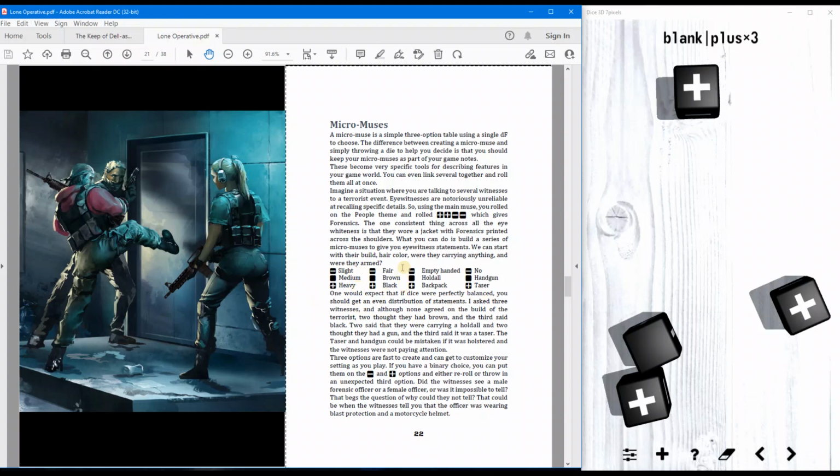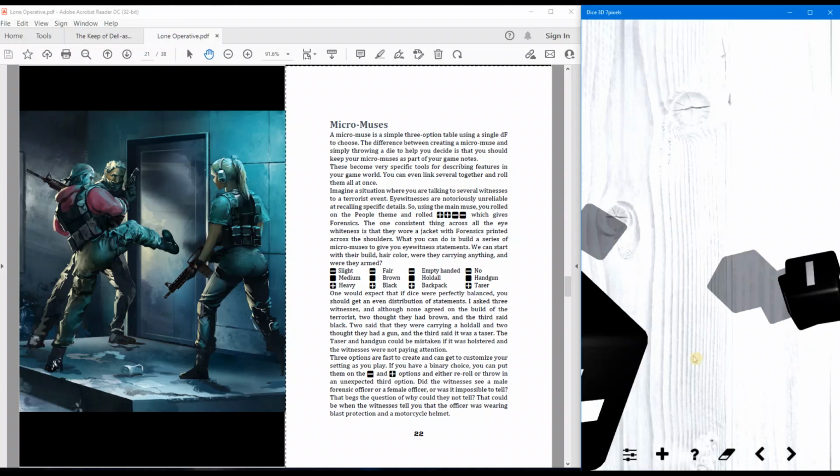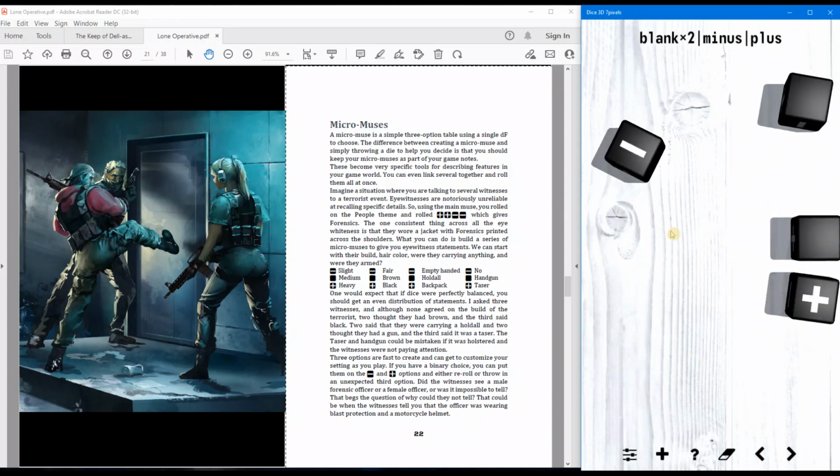One for the person's build: slight, medium, heavy. The hair coloring: fair, brown, black. Were they empty-handed, carrying a holdall, carrying a backpack? And were they armed? No, they weren't. Handgun, taser. And then you can just roll. So the first witness you talk to, I would read that as blank. So medium build, minus fair hair, holding a holdall, and they had a taser. So that was you. This witness comes up with that combination.